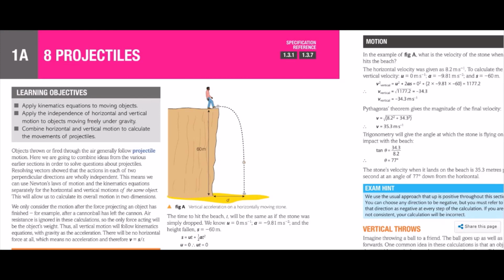This topic is just an application of all concepts that you've learned in Chapter 1a. So once you know how to resolve vectors, add vectors, and apply the one-dimensional kinematics equations, all that is remaining is practicing problems to gain the skills for solving projectile problems.